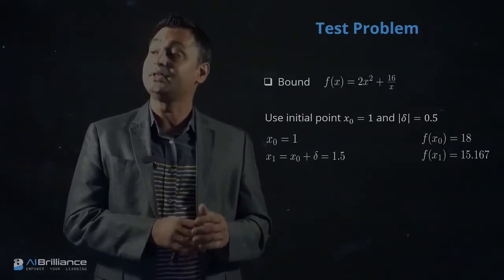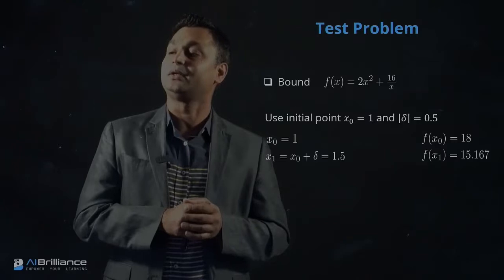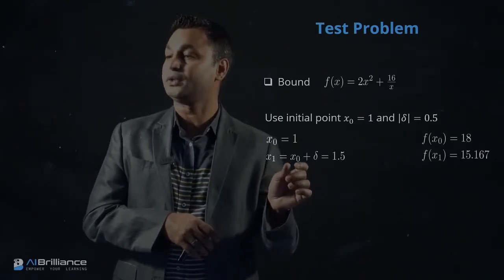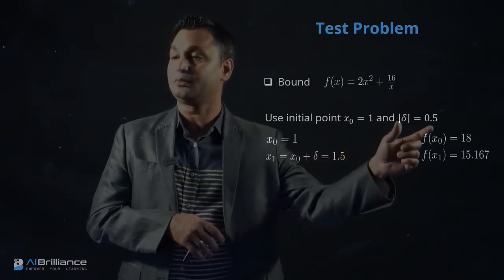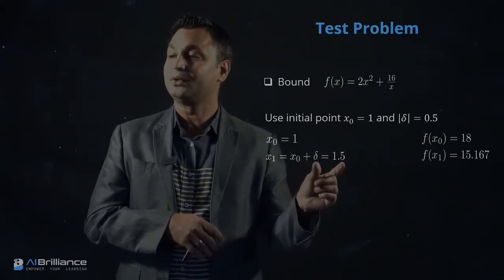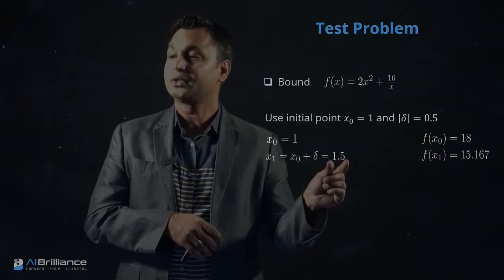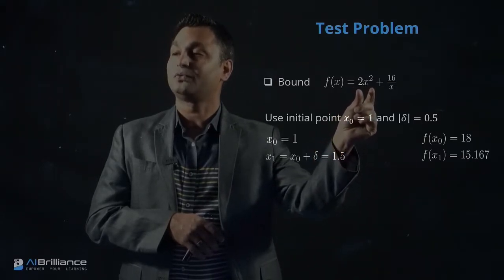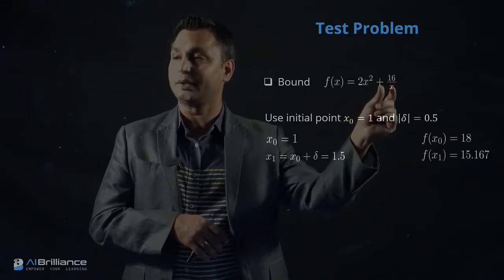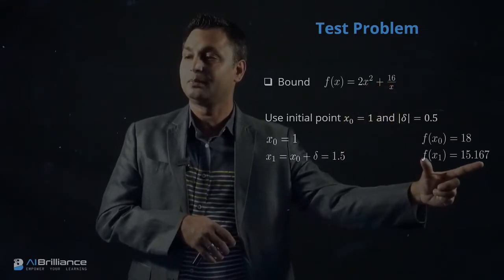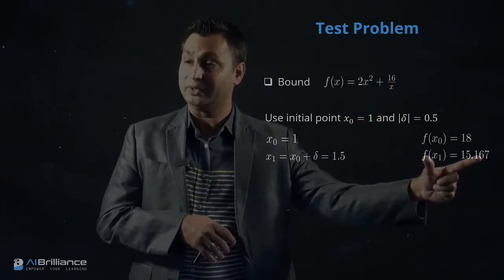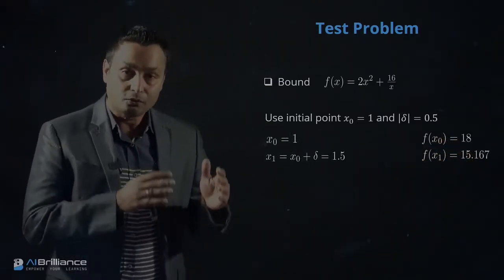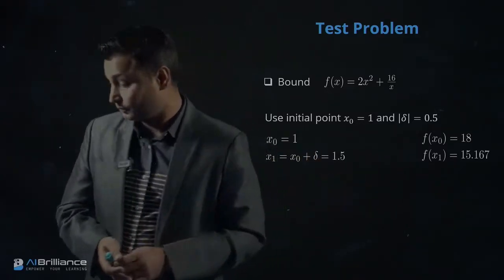But as you will see, the x2 value will be slightly different than Swan's method. Once we found x1, which is x0 plus delta, and since delta is 0.5, we added that and got 1.5. We will now substitute 1.5 in this equation: 2 times 1.5 squared plus 16 divided by 1.5, and that will give me the function value of 15.167, so f(x1) will be equal to 15.167.